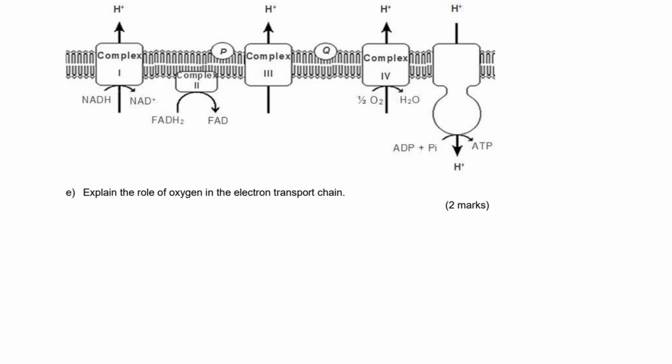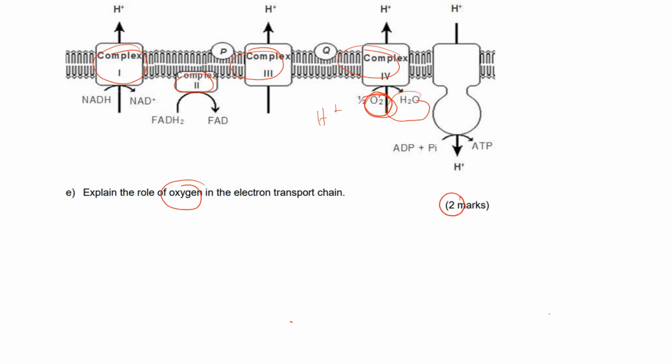Question E. Explain the role of oxygen in the electron transport chain. So oxygen will function as what? As the last electron acceptor, or the final electron acceptor. As the electron travels from one carrier to another, the electron will be received by the last electron acceptor, which is oxygen, and then the oxygen will combine with hydrogen ion to form water. Okay, so oxygen is the most electronegative molecule.